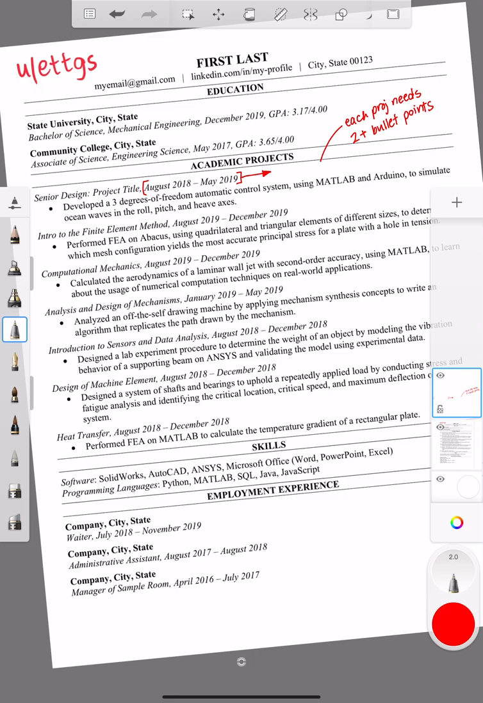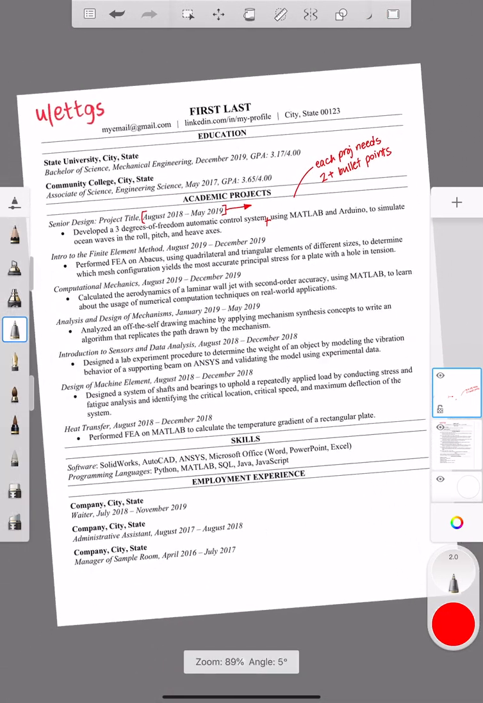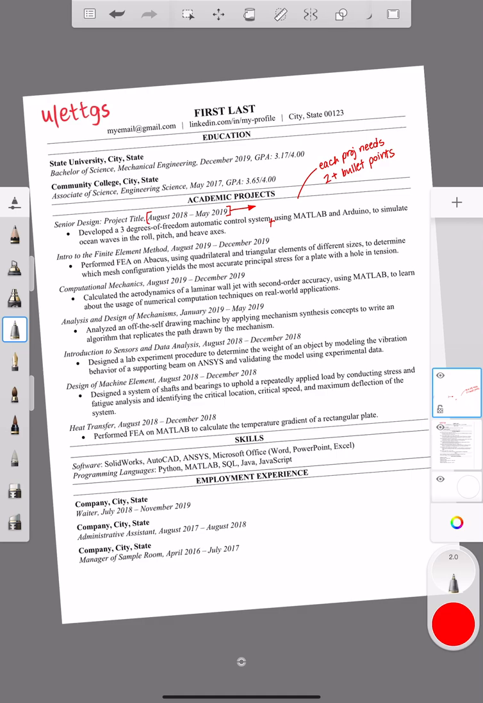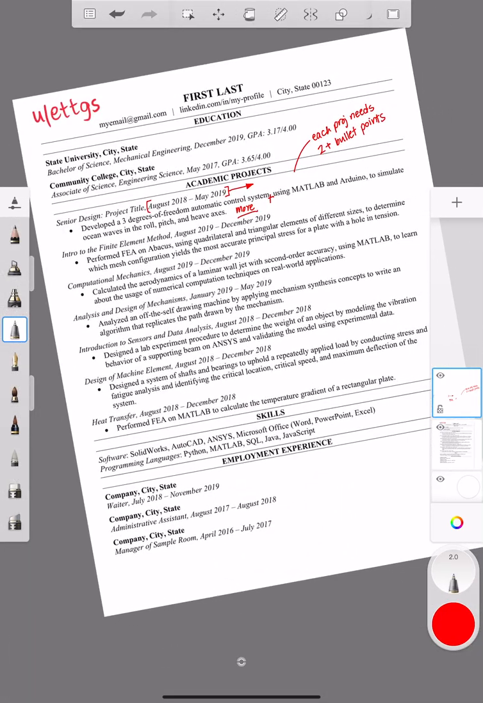Developed 3 degrees of freedom automatic control systems using MATLAB. Do not need that comma there. To simulate ocean waves in the roll, pitch, and heave axes. Why did you do this? I know you wanted to simulate the ocean waves, but why? Just to see if you could do it? Did you actually have like a bucket of water? Were you controlling, I don't know, little paddles or something? More info. I'm gonna write more info probably on all of these. That bullet point itself isn't too bad, but I just want to hear more.